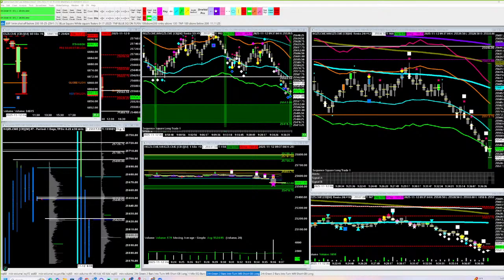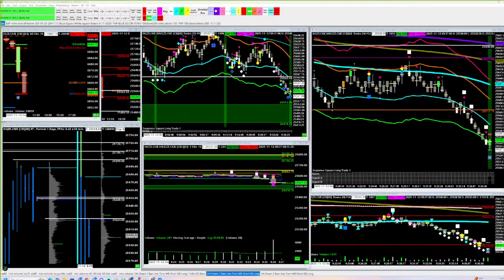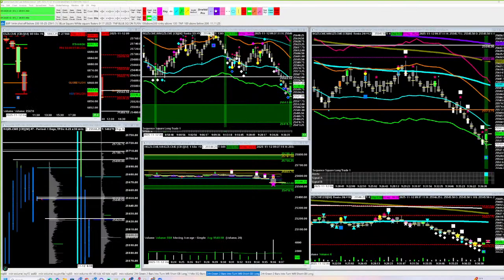Going down to that 12,478. This is yesterday's lows where we broke out above. Again, there's no reason to bottom pick that.